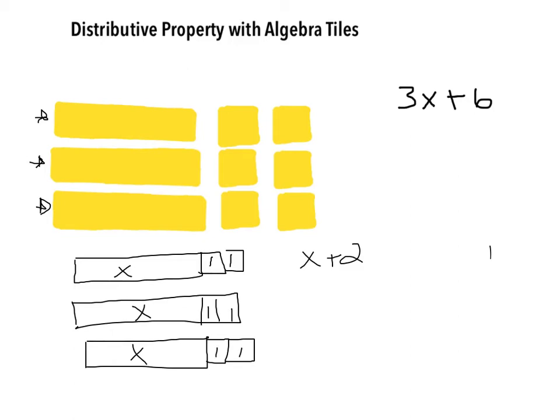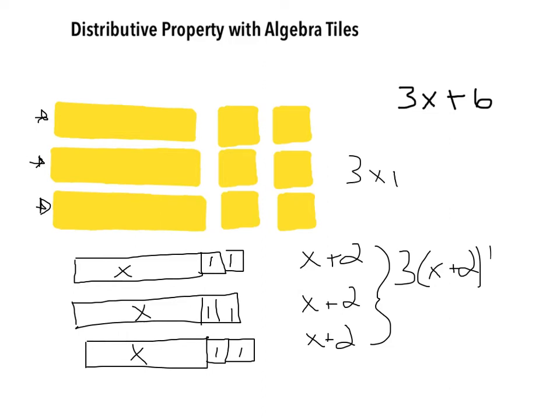This is important because we're using this as a model to show how the distributive property works. In this case, what I've drawn is a representation that shows that I have 3 groups of x plus 2. I haven't changed the area, so that also shows that 3x plus 6 is equal to 3 times x plus 2.